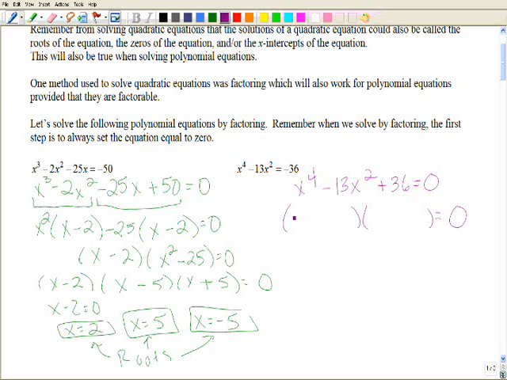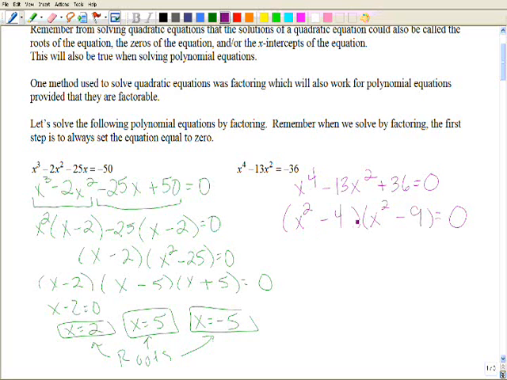X to the 4th is the same thing as x squared times x squared. And what multiplies to positive 36 but adds to negative 13? Well, that's negative 4 and negative 9. I kind of knew that I was going to be able to do this because I had an x to the fourth and then an x squared and then an x to the 0. It went down by 2 each time, and so that told me I could factor it like this.